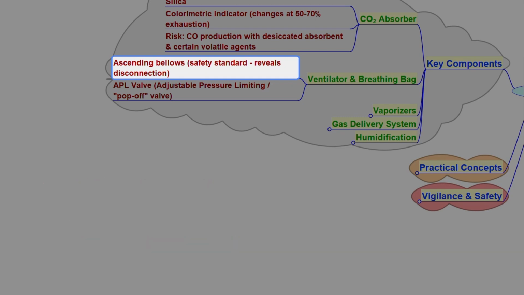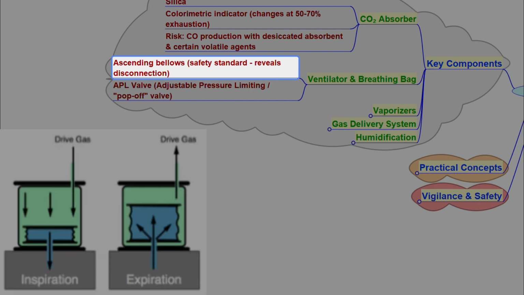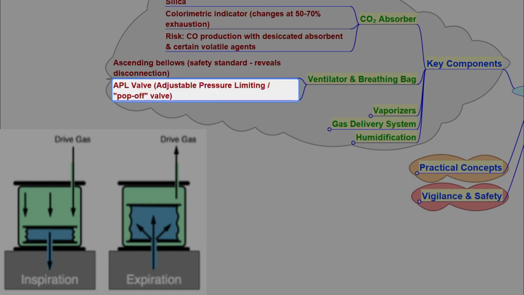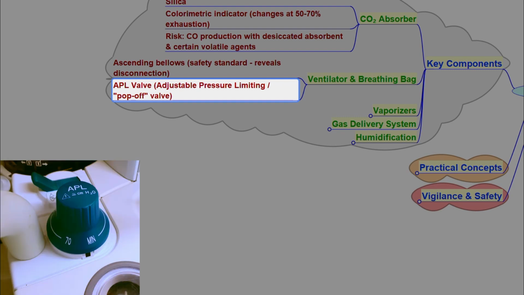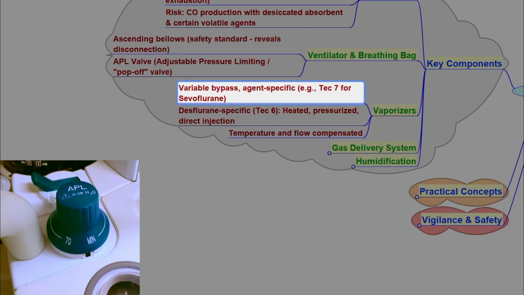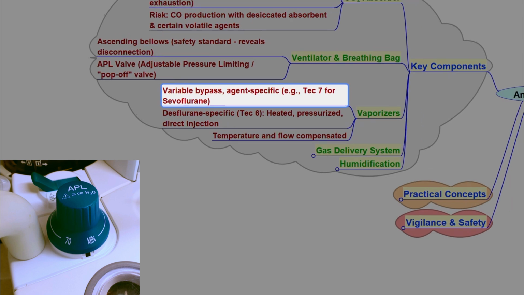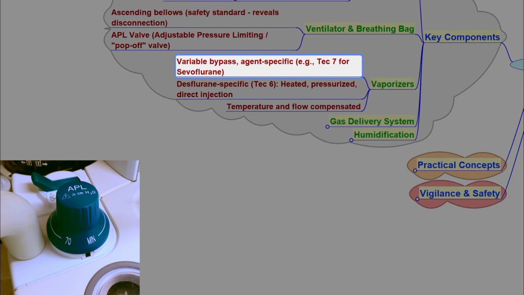Ventilator and breathing system. Ascending bellows are the safety standard as they will collapse and fail to rise if a circuit disconnection occurs. So performing a pre-operative leak test on the entire breathing circuit and the bellows themselves is a mandatory safety step. The APL valve, adjustable pressure limiting valve, also known as the pop-off valve, is part of the pre-use safety checklist.